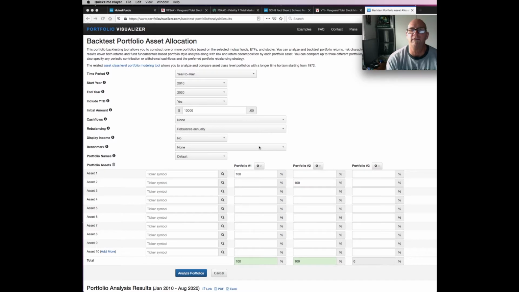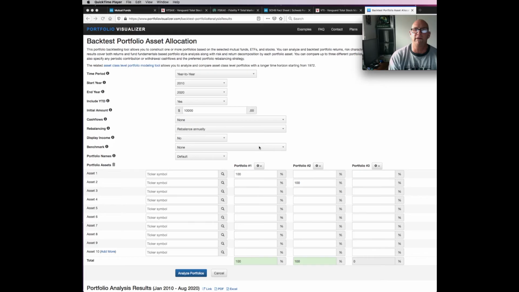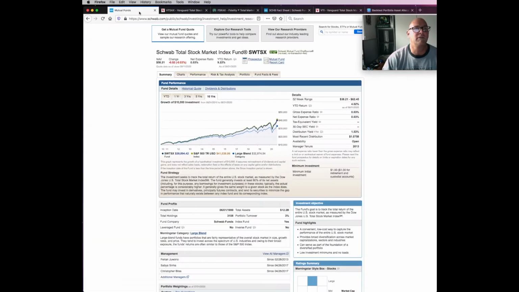First of all, if you're a new beginner, you guys, it's more important that you put money in the account. Saving is more important than picking investments. Now, I'm not telling you what to pick. I'm just going to give you three what I think are the best low-cost options. We're going to start with Schwab.